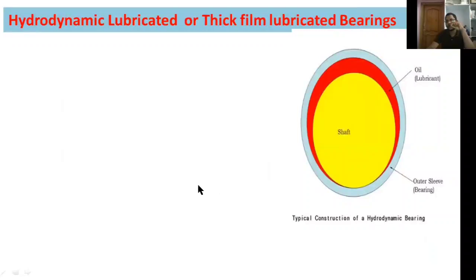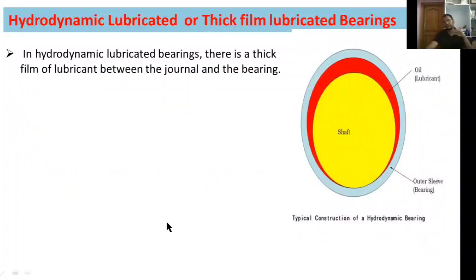Now coming to another topic, hydrodynamic lubricated or thick film lubricated bearings. This is the construction figure for the hydrodynamic bearing system. In hydrodynamic lubricated bearings, there is a thick film of lubricant between the journal and bearing.